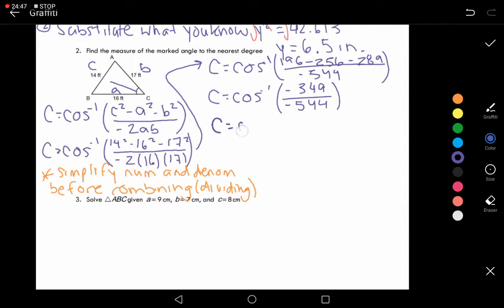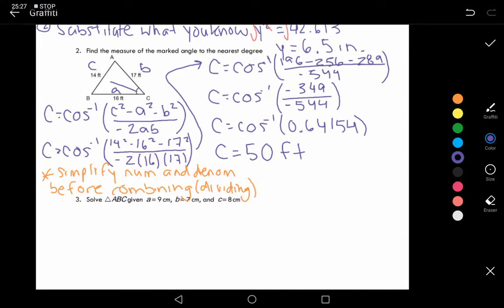So C equals, we still have that cos⁻¹ out front of 0.6415. You can just keep that on your calculator. And remember, to get to that inverse cos, you're just taking the shift or the second part of cos. So C equals 50. On your calculator you should get 50.09 or something close to that. But again, remember the question asked us to round that to the nearest degree.